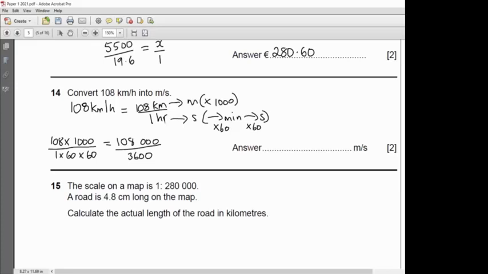This is actually an exact value, so this is 30 meters per second. So it'll be 30 meters over 1 second. So that is 30 meters per second.